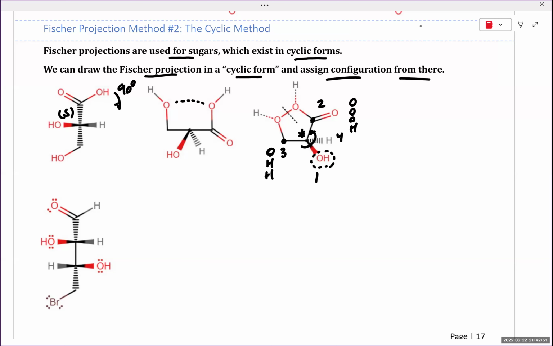Fischer projections are used to describe sugars, which can exist in cyclic forms. And if you find it's easier to assign configuration when you're dealing with a cyclic structure, then draw the Fischer projection in a cyclic form and assign the configuration from there. This is a method not commonly discussed in textbooks, but I find it's really useful when you have a ton of stereocenters and you want to quickly just flip your molecule around without having to make a model and draw the different views.